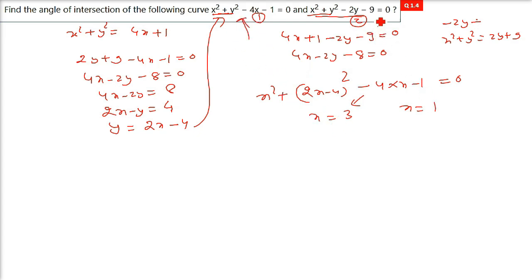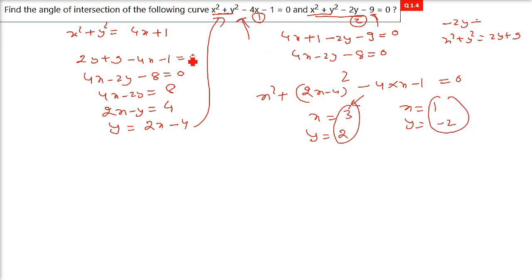Now put x equals 3 and x equals 1 in any of the equations. When you put x equals 3, you will get y equal to 2. Here also, when you put x equals 1 in any of the equations, y will be equal to negative 2. So I'm not solving this equation. I'm just leaving it for you, and I hope the quadratic equation can be solved by you in no time. Now we have 2 points, (3, 2) and (1, negative 2).